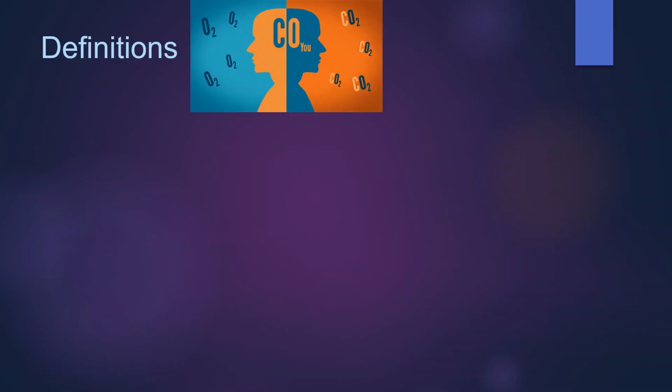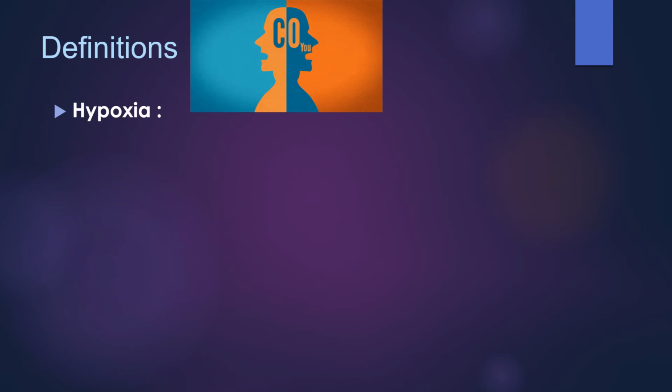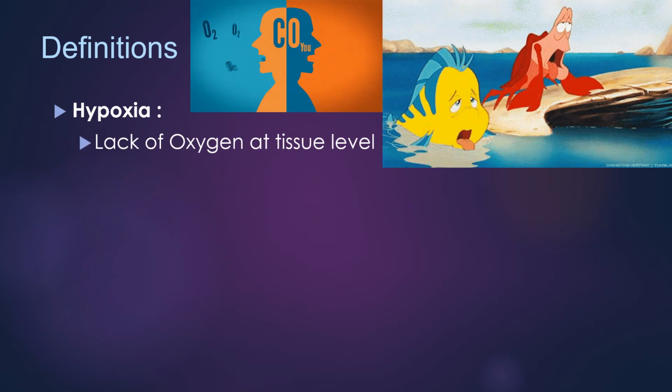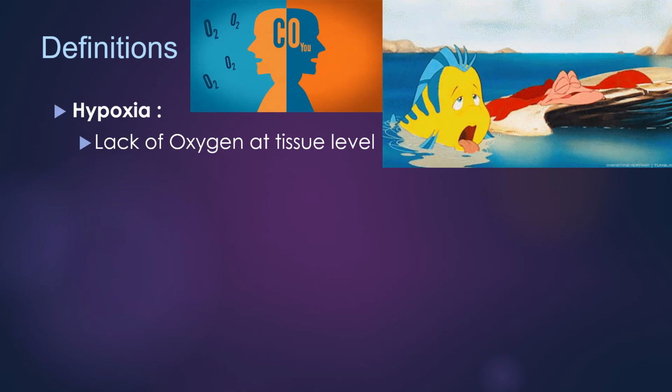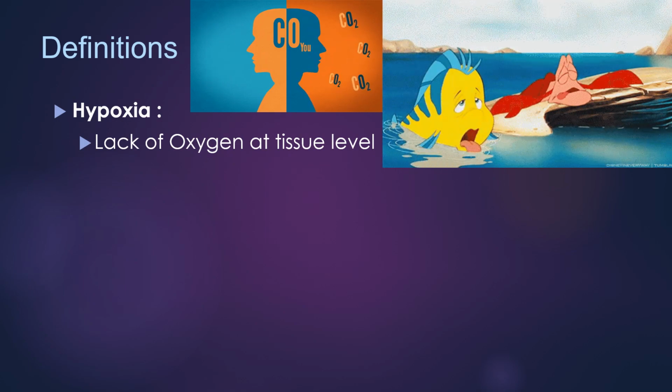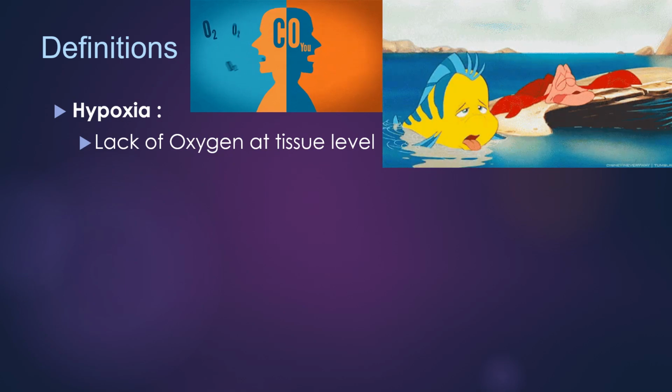So before getting into the proper topic, let us know certain definitions for the terms that we often use. Hypoxia. What is hypoxia? Hypoxia is the lack of oxygen supply at the tissue level. In the tissue, any cell or organism, when it suffers from the lack of oxygen, it is called hypoxia.